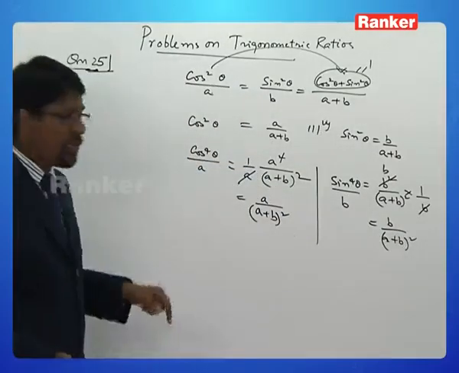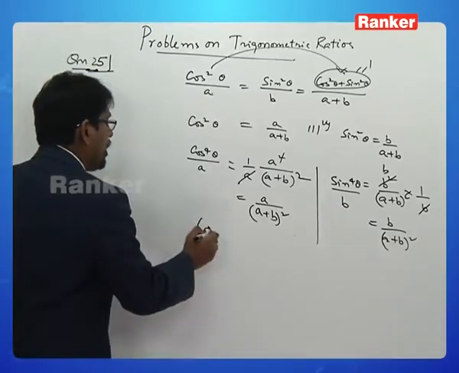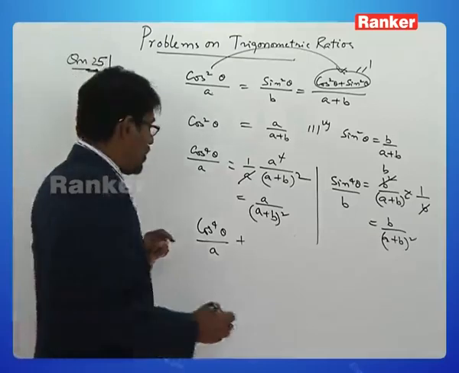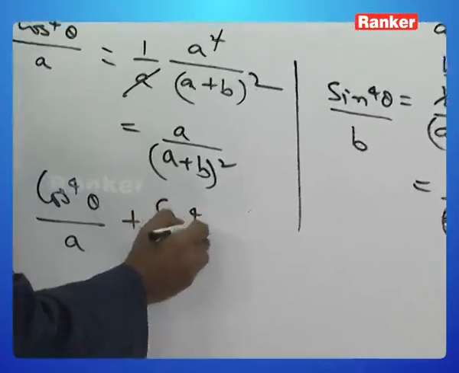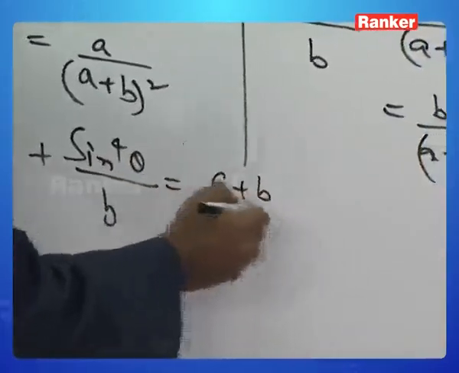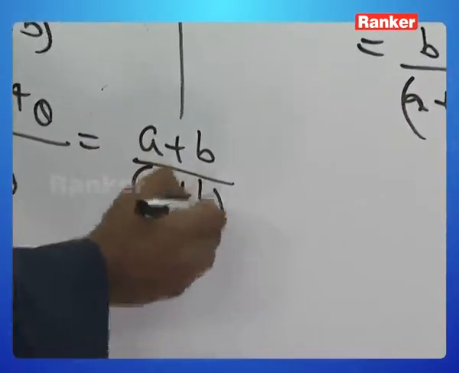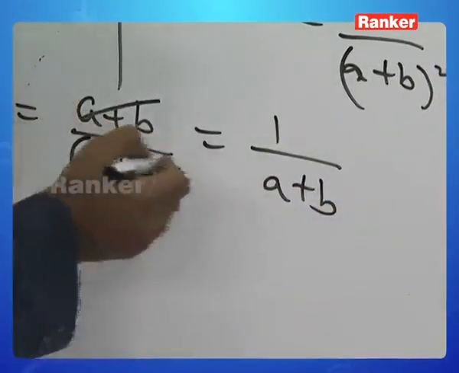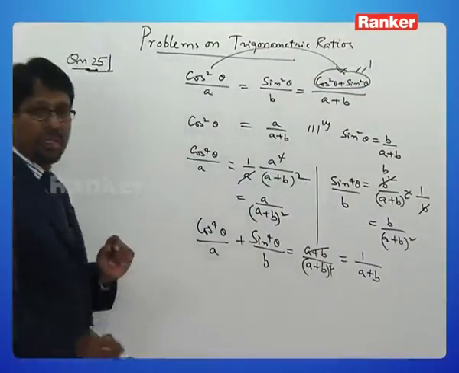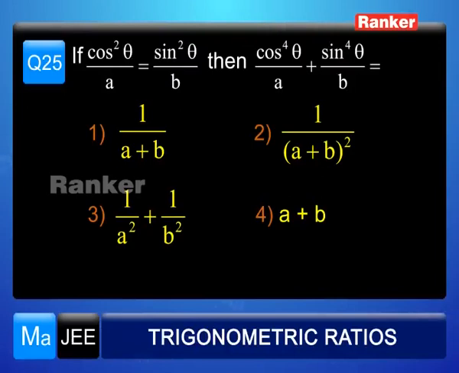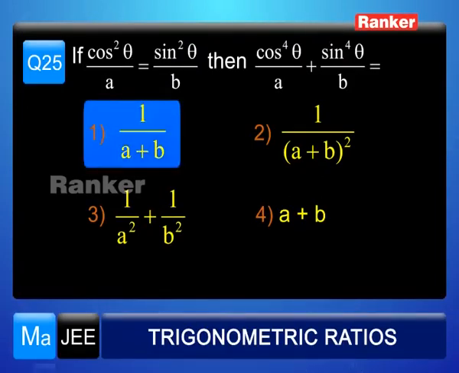Now adding these two, clearly what do we get? Adding cos power 4 theta by A plus sin power 4 theta by B is equal to A plus B by A plus B whole square. And that's clearly 1 upon A plus B. So one A plus B factor will cancel and you will be left with 1 by A plus B, and that is clearly appearing in option 1. Option 1 is the right answer.